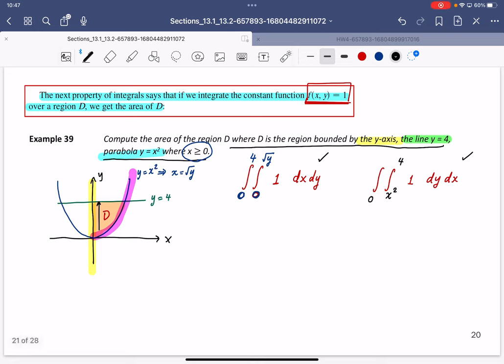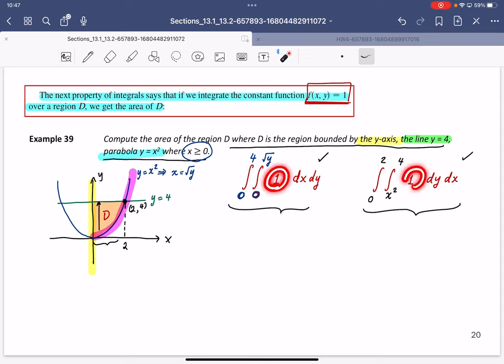0 to 2. Because this is actually the range of the integration. Basically, you need to find the intersection here: when y equals 4, x equals 2, right? So that is why you know that x is going to start from 0 to 2. This one or this one, they are both correct. You pick the one you like and then you do it. Make sense?